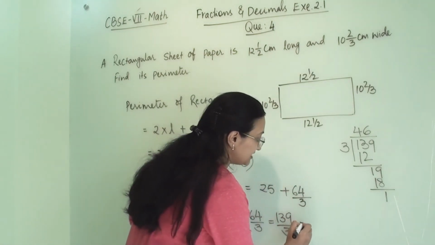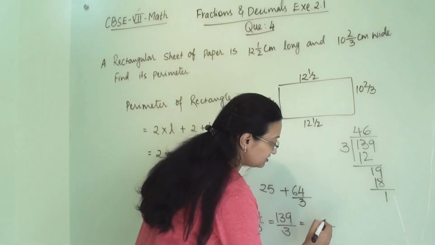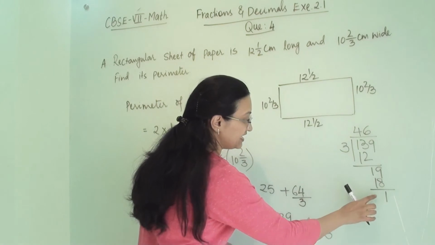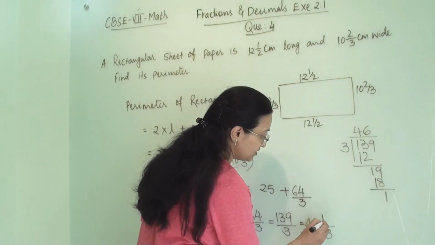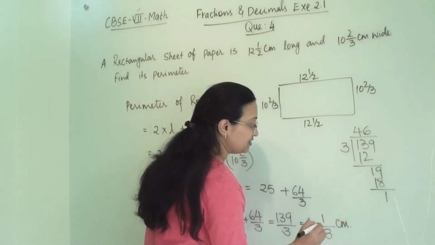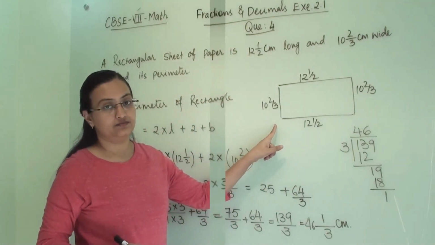Now let us write this in the form of a mixed fraction. So in the denominator the 3 will be there. At the front we will get 46 and here we will get 1. So 46 1 by 3 centimeter will be the perimeter of this rectangle.